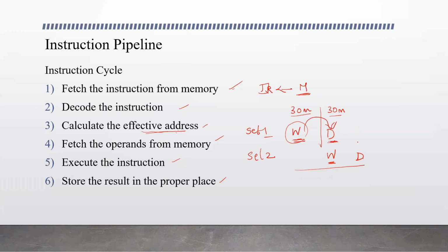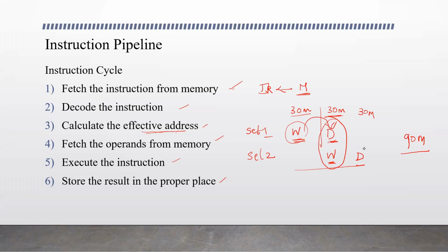If you calculate the time here, this is 30 minutes for washing the first set of clothes, and the next 30 minutes, drying of the first set and washing of the next set of clothes take place. And another 30 minutes for drying of the second set of clothes. As we did this parallelly, the time taken is 90 minutes. Totally 90 minutes are taken to wash 2 sets of clothes.